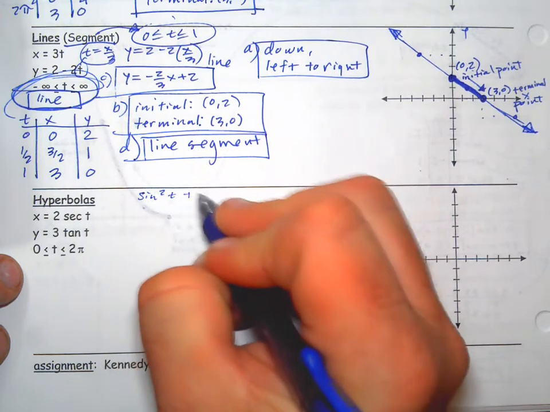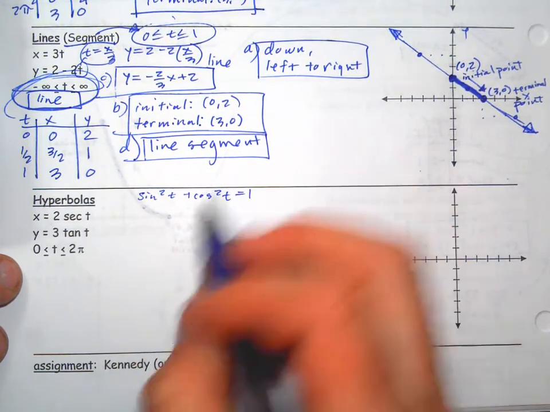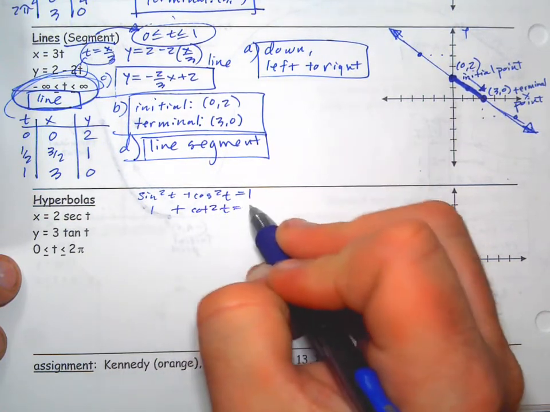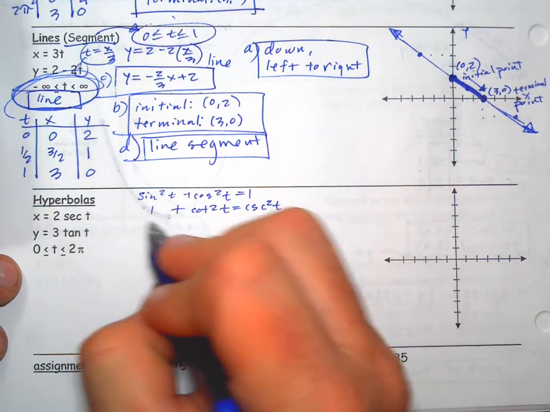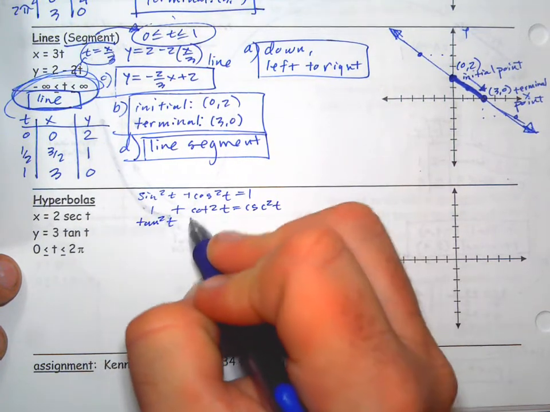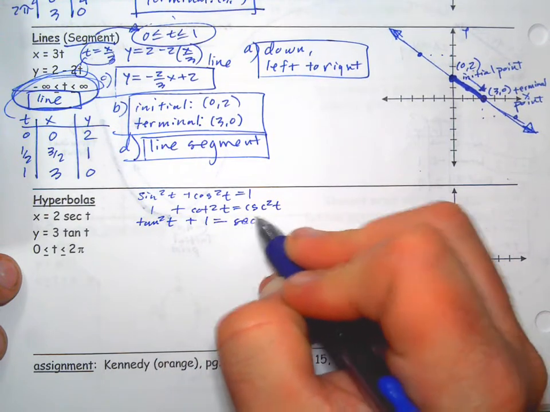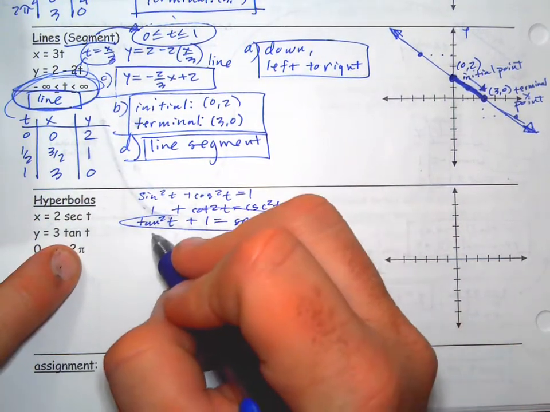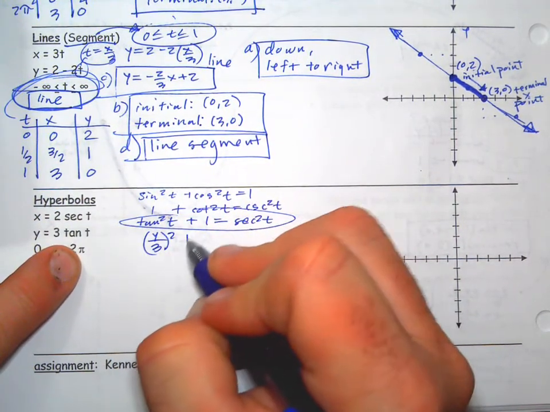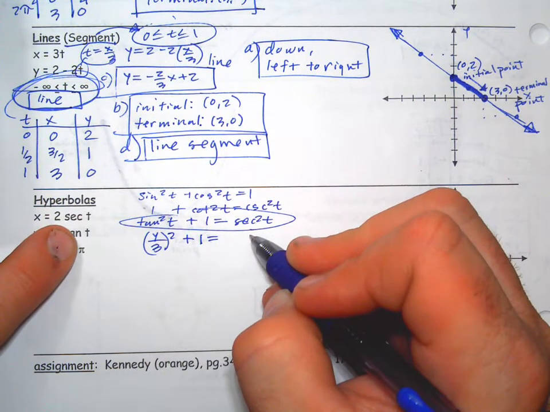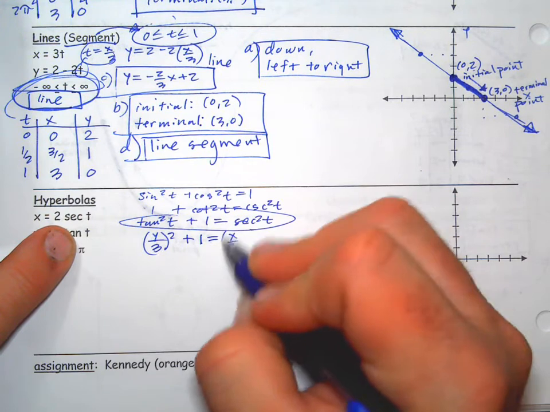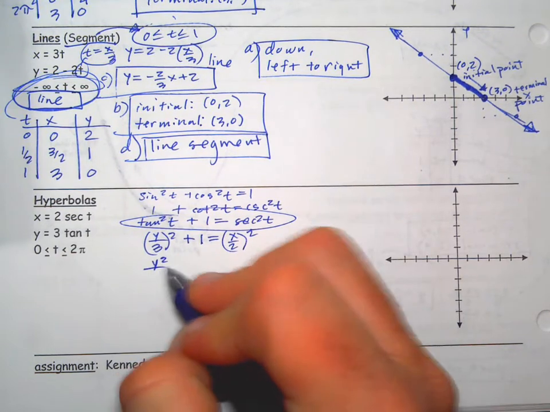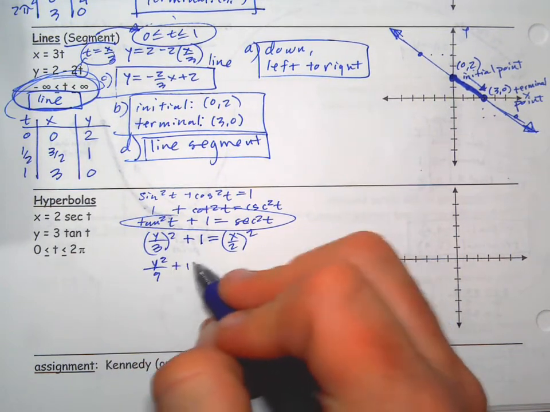Sine squared plus cosine squared equals 1. Divide everything by sine squared, or divide everything by cosine squared. I can crank these out pretty quick. So this is the one we want to use this time. We plug in tangent, which is y over 3, and square it. For secant, it's x over 2, and it gets squared. So now this is y squared over 9 plus 1 equals x squared over 4.